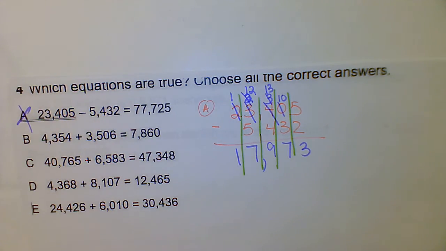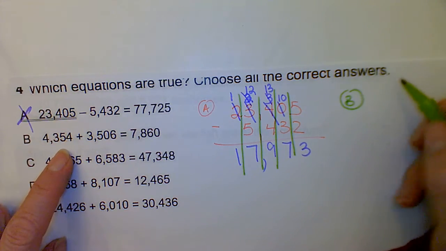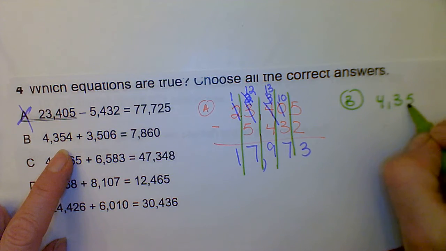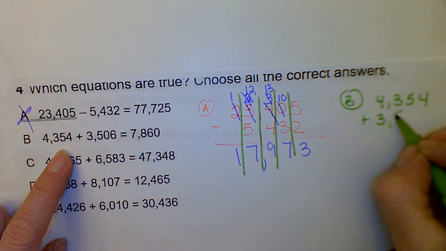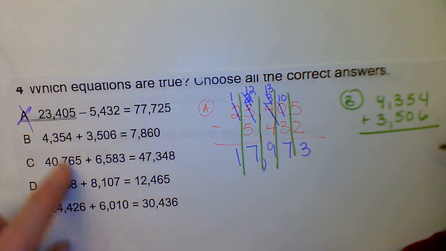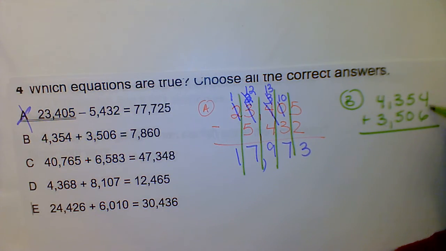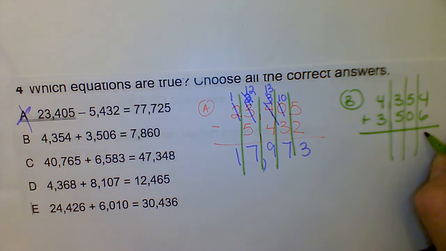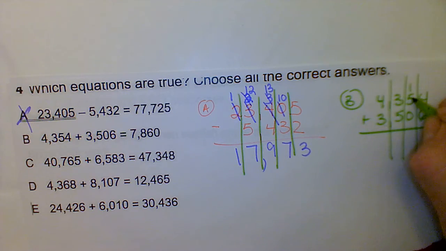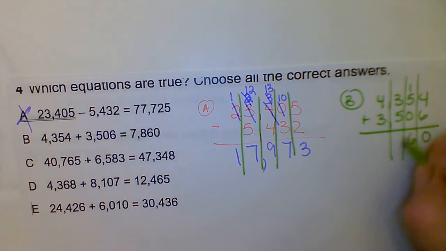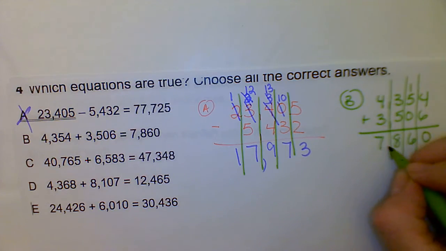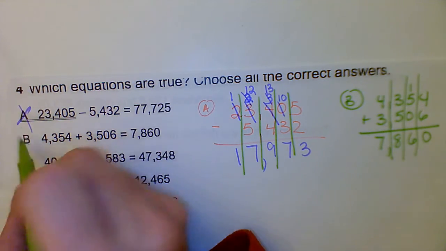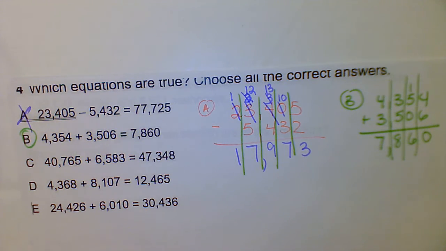Let's try the next one. So here we go. Let's do B. So B is going to be 4,354 plus 3,506. And when I add these, I get 4 plus 6 is 10. And here, I like my lines. 4 plus 6 is 10, but I can't write 10 in there. I have to regroup. 5 plus 1 is 6. 3 plus 5 is 8. And 4 plus 3 is 7. Did it work? It did. They got it right.